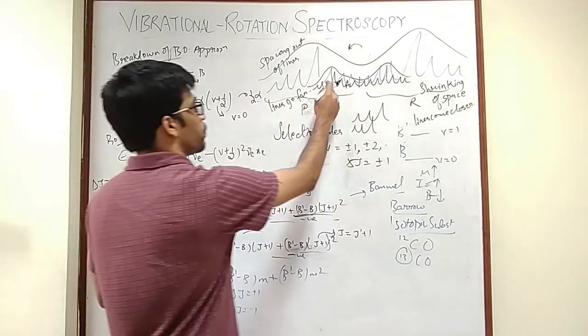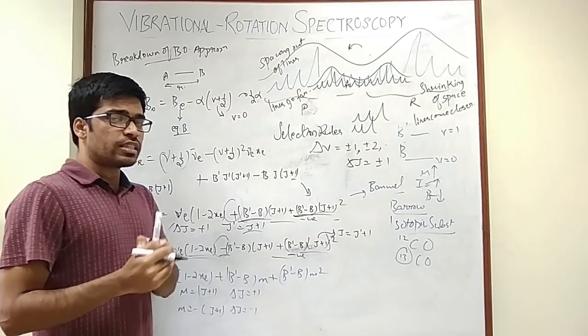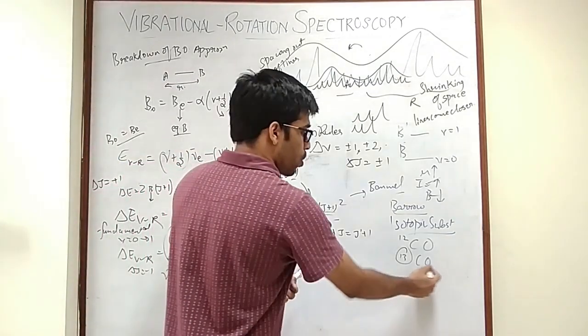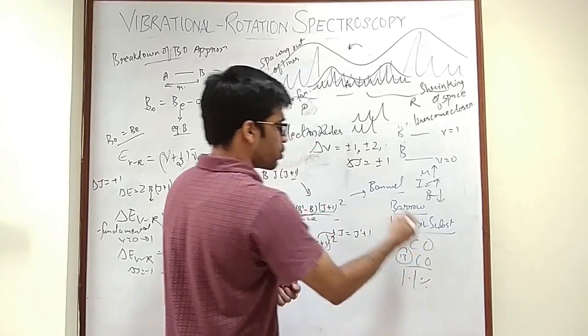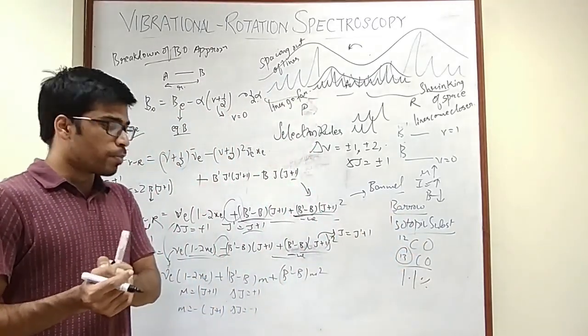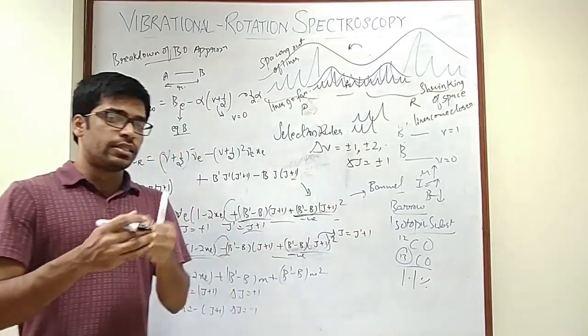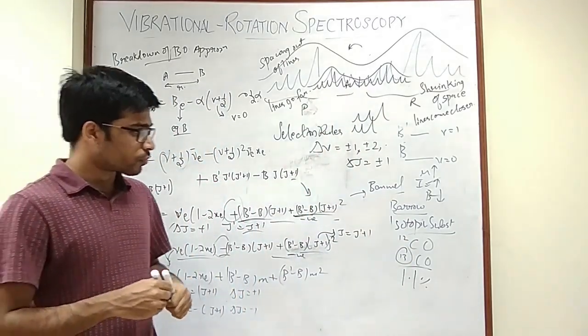The second thing is, if you see the height of the peaks, the height of the peaks is less because the intensity is less. Now why is the intensity less? Because the abundance of carbon 13 is almost 1%. So their intensity is going to be less because of the lesser abundance or lesser population.